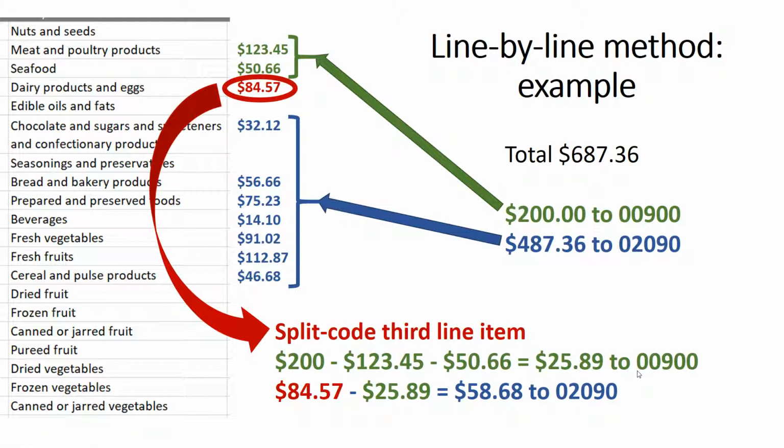$84.57 amount. The rest of that $84.57 goes to 02090. So that third line item, the one for dairy products and eggs, will be split between the 2 PCAs in these 2 amounts. The rest of my line items will be charged only to one or the other of the PCAs.